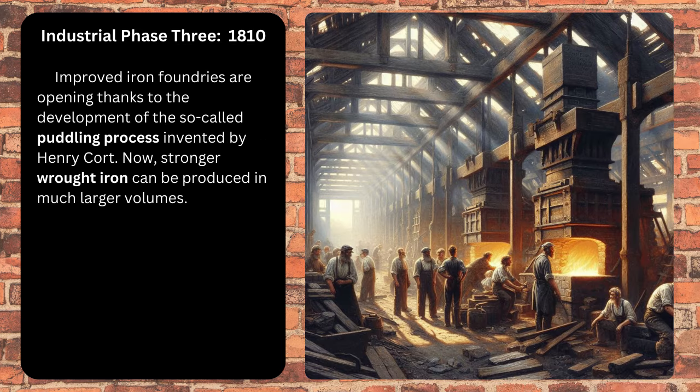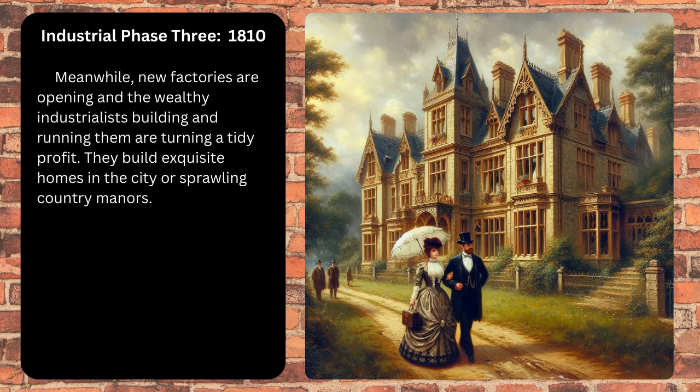Industrial Phase 3, 1810. Improved iron foundries are opening thanks to the development of the so-called puddling process invented by Henry Cort. Now, stronger wrought iron can be produced in much larger volumes. Meanwhile, new factories are opening and the wealthy industrialists building and running them are turning a tidy profit. They build exquisite homes in the city or sprawling country manors.